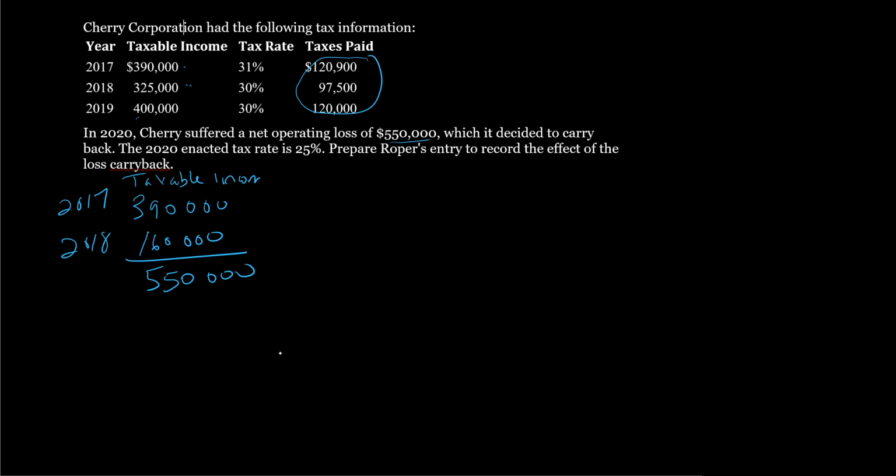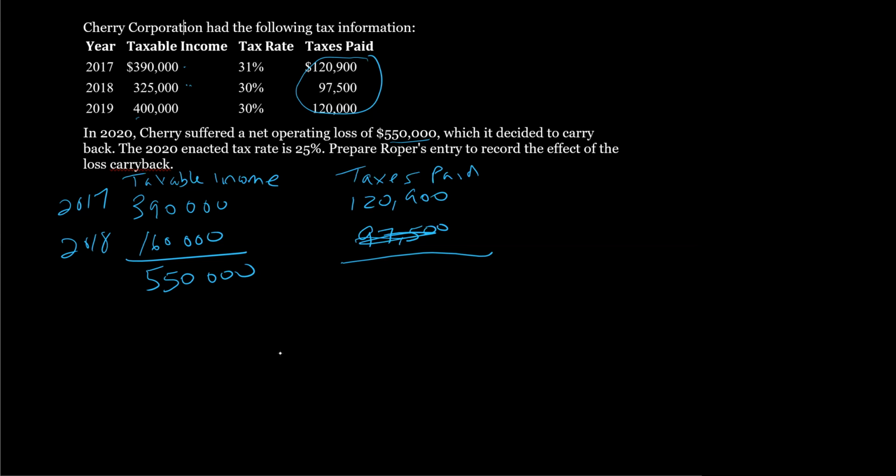So the taxes paid, which is what we're actually going to claim a refund for, we're going to claim back $120,900 from 2017 and $97,500 from 2018. So that is going to give us $218,000. Let's see. Oh, sorry, actually, it's not this amount.